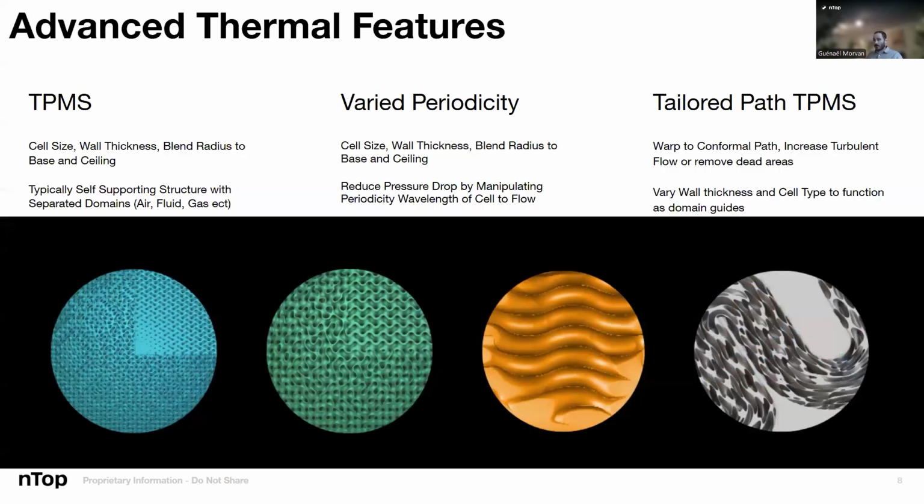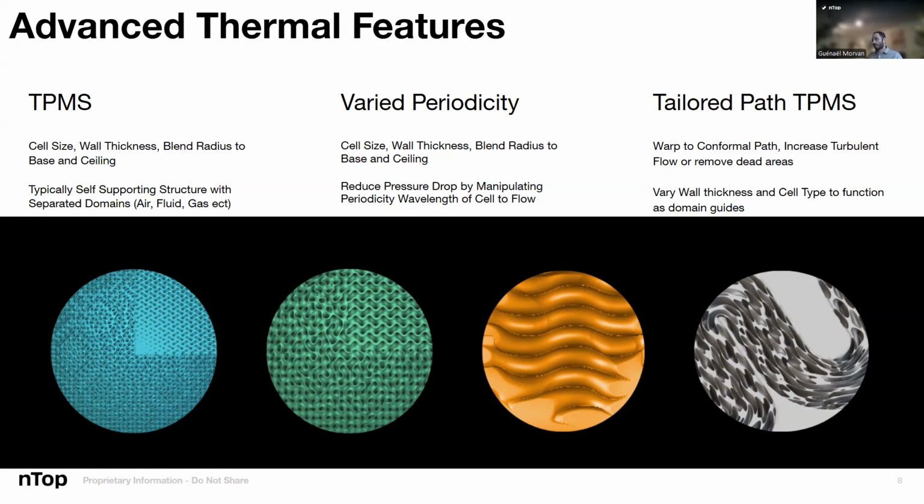Another thing that is more advanced will be the use of TPMS parts, with different cell size, wall thickness, and so on. With varied periodicity, you can increase the length of the cell size to reduce, for instance, pressure drop, or get data from the CFD to change these parameters.